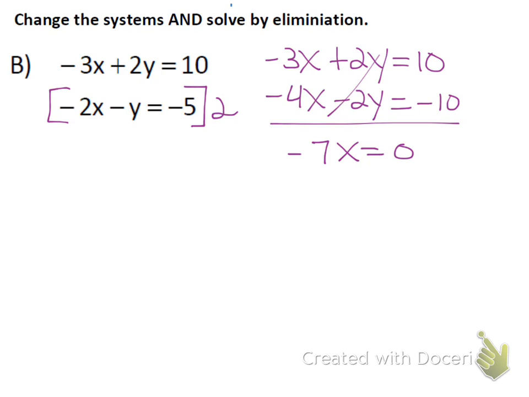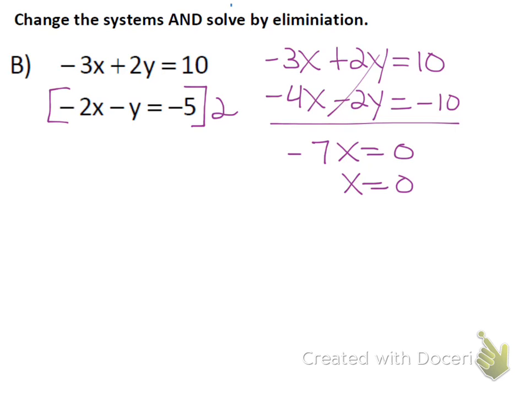Now, oftentimes students think they did something wrong here. They think that they have a special case or that something's wrong because of the 0. All this problem is saying is that x is equal to 0, because when you divide both sides by negative 7, you get x equal to 0, and that is okay.